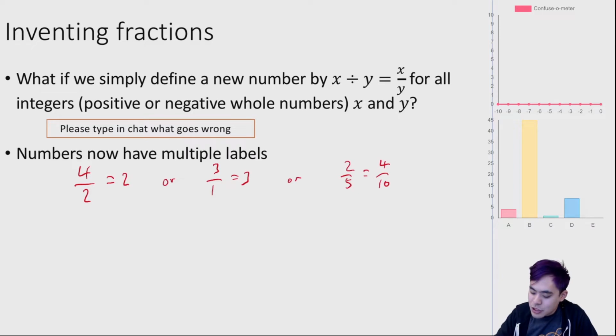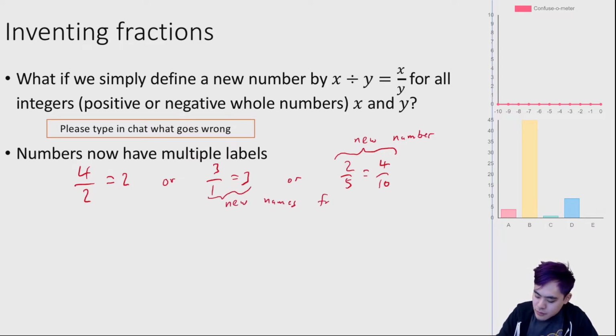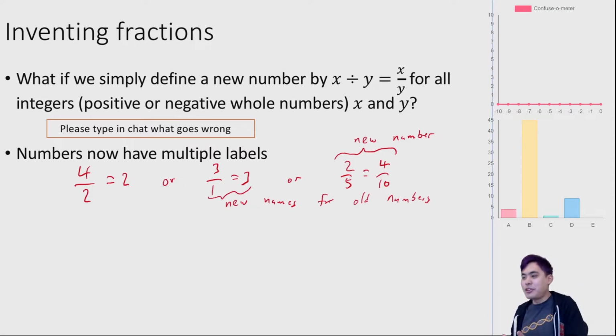So some of these are new numbers. This is a new number. This is not a number that we had originally, but some of these are new names for old numbers. It's sort of like how I go by Professor Yu, I also go by William, I also go by Ying, so I go by a number of different names. Now that we've invented fractions, our numbers can go by more names.